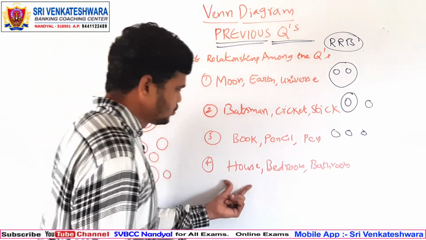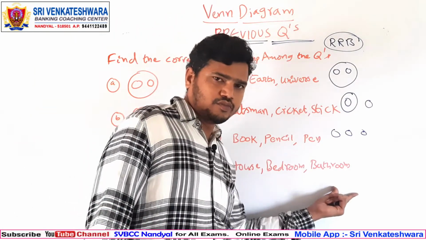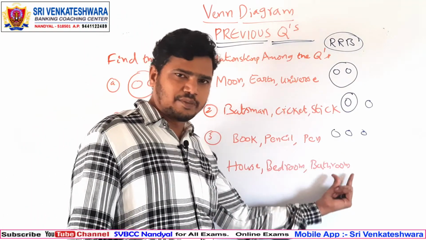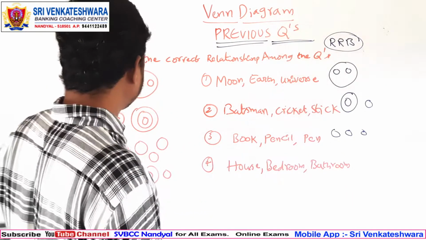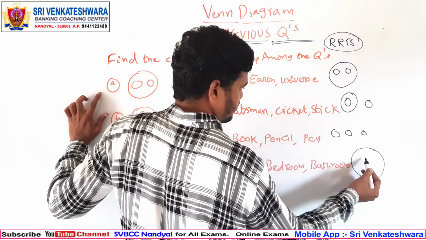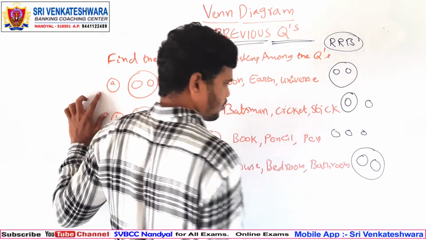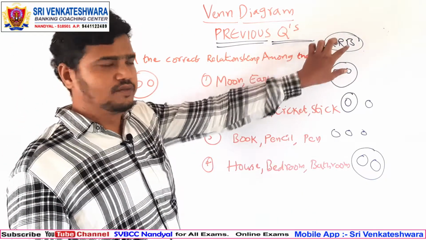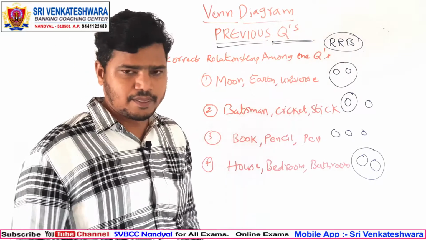Next, house, bedroom, bathroom. So in the house we can have separate bedroom, separate bathroom. So which one should be correct? Option A. So house, bedroom, bathroom. Okay, so this is the question from your RRB exam. Next we will go for the other questions.